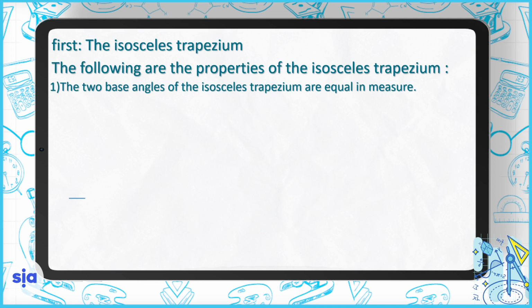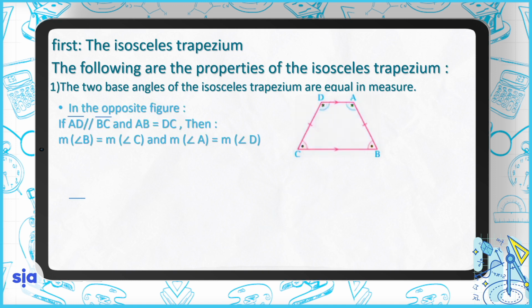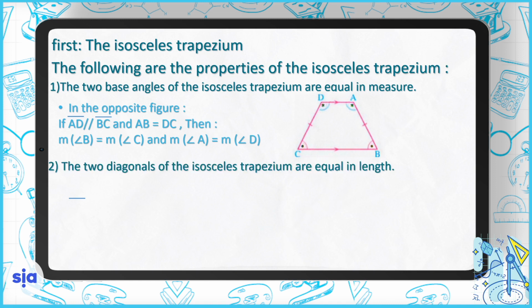Let's now talk about the isosceles trapezium. The following are the properties of the isosceles trapezium. First of all, the two base angles of the isosceles trapezium are equal in measure. As you can see in this figure, if AD is parallel to BC and AB is equal to DC, then automatically the measure of angle B is equal to the measure of angle C, and also the measure of angle A is equal to the measure of angle D.